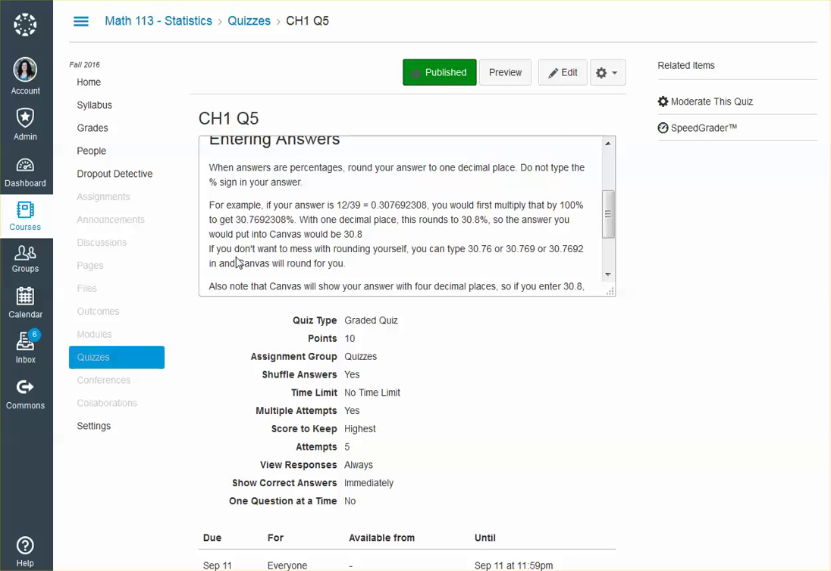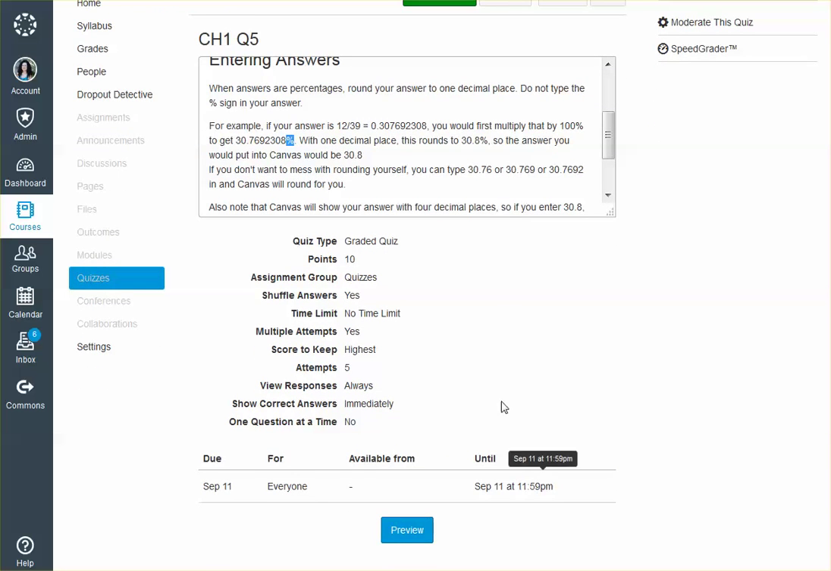And here it says if you don't want to mess around with rounding, you can do this as well, and Canvas will round for you. But just make sure that you do not put the decimal in. This is a graded quiz. It's 10 points. You get multiple attempts. You get the highest out of the 5 attempts. You get to see the answers. And there's your due date.